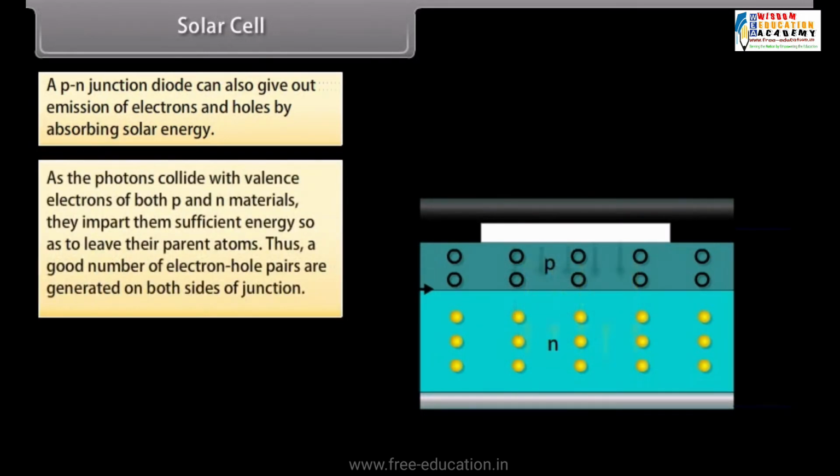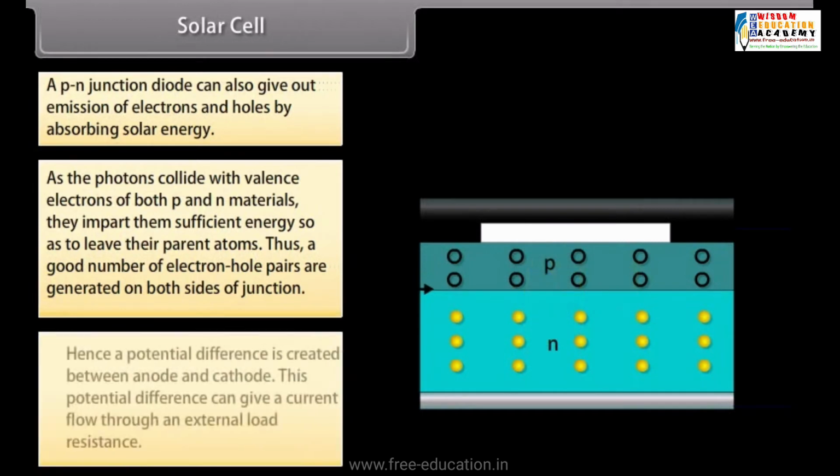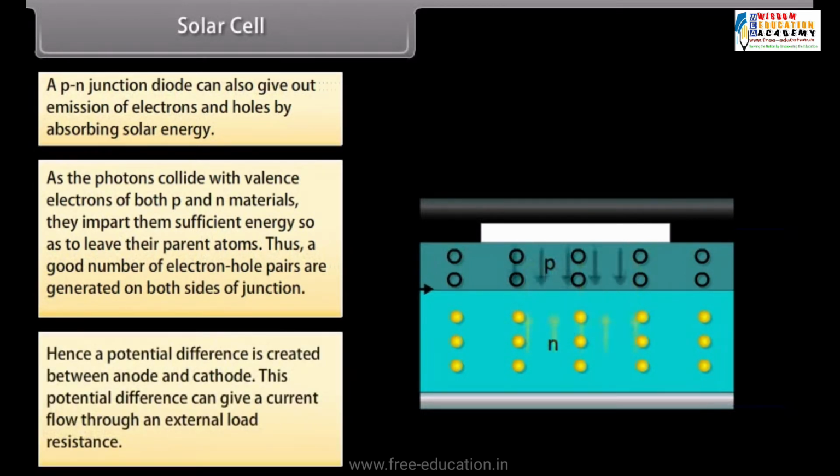As the photons collide with valence electrons of both P and N materials, they impart sufficient energy to them to leave their parent atoms. Thus, a good number of electron-hole pairs are generated on both sides of the junction. Hence, a potential difference is created between anode and cathode. This potential difference can give a current flow through an external load resistance.